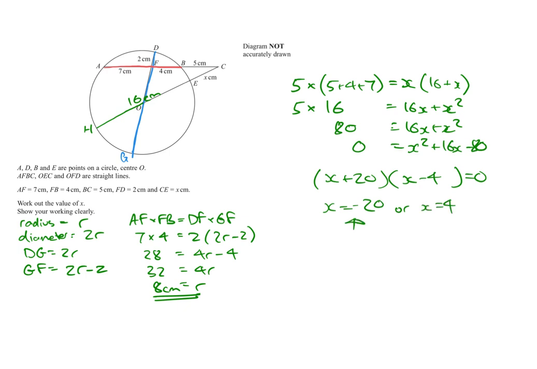Clearly, you cannot have minus 20 as a distance. In this question, x is a distance. So clearly, that is not valid. So the solution must be x equals 4 centimeters. Quite a tricky question, using two different theorems that are not given to you in the exam. But the questions will follow the same sort of pattern each time you see them.